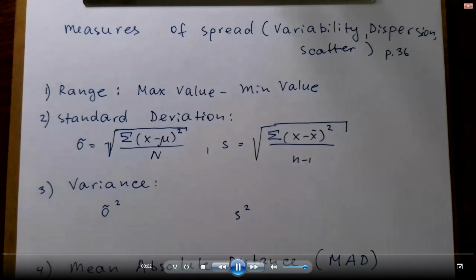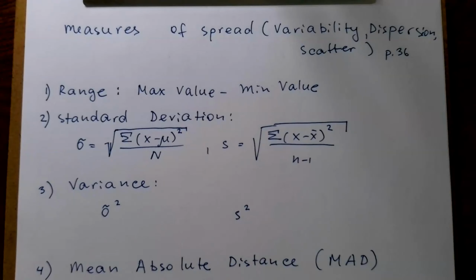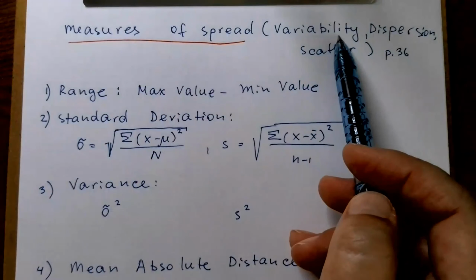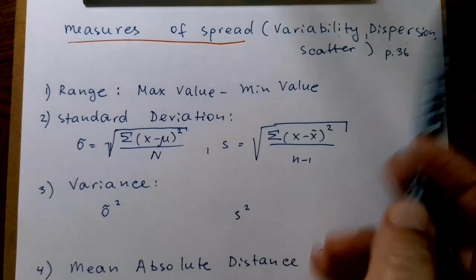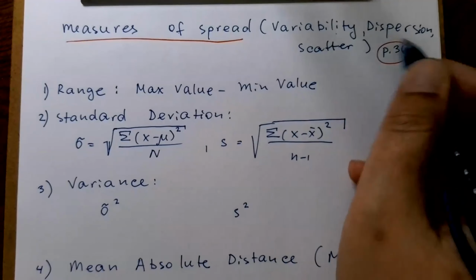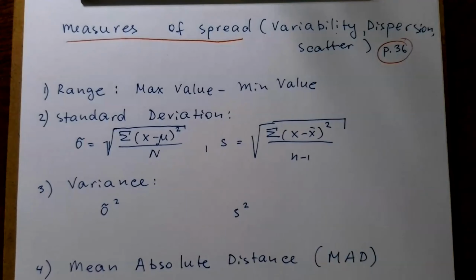Hi again. In this video, I wanted to talk more about measures of spread. In the previous video, you saw one way to figure out the measure of spread, otherwise known as variability, measure of dispersion, or scatter. And we're about on page 36 of your handout or your class notes.